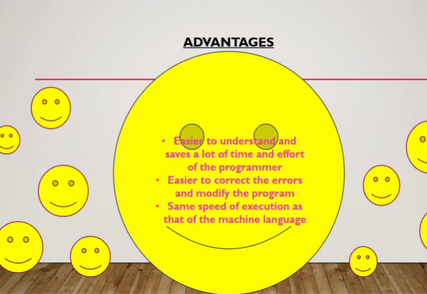It has the same speed of execution as that of machine language. Machine language is the only language which is understandable by the computer, and it takes no time to execute such a machine level language program. Here, the assembly language also has the same speed of execution as that of the machine language.